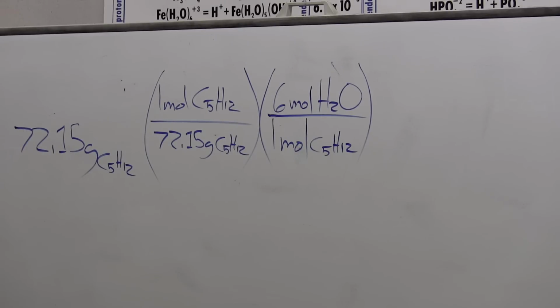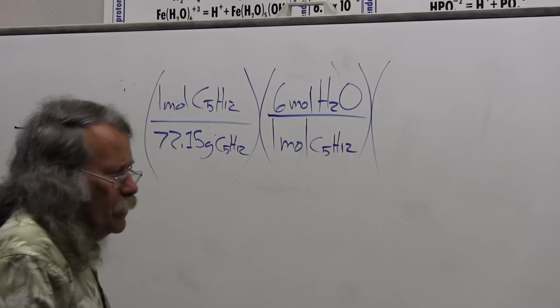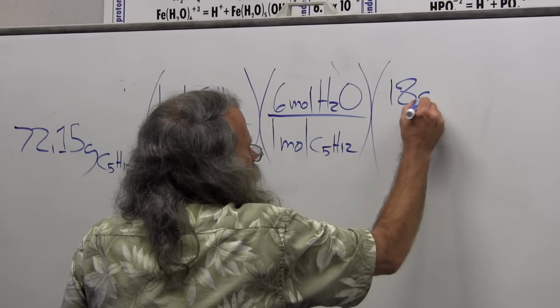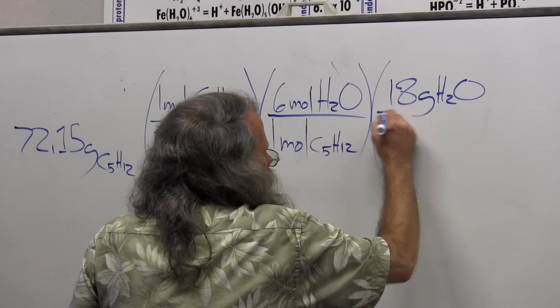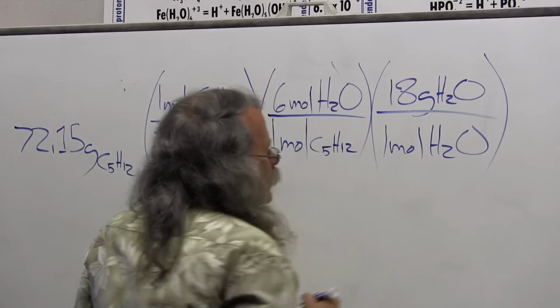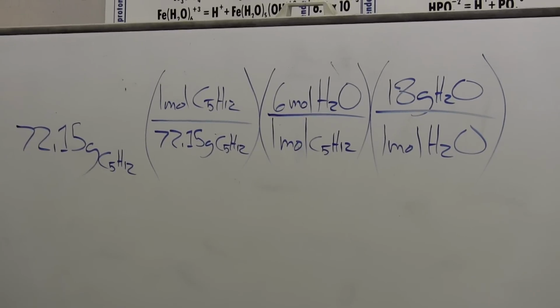Now I'm in moles of water, but the question asked me grams. So now I'm going to have to use the other factor. It was provided information. There are 18 grams of H2O for every 1 mole of H2O. So my units work out. I started out with grams of pentane and ended up in grams of water. I had to do a little bit of dimensional analysis, and it's a very straightforward process.